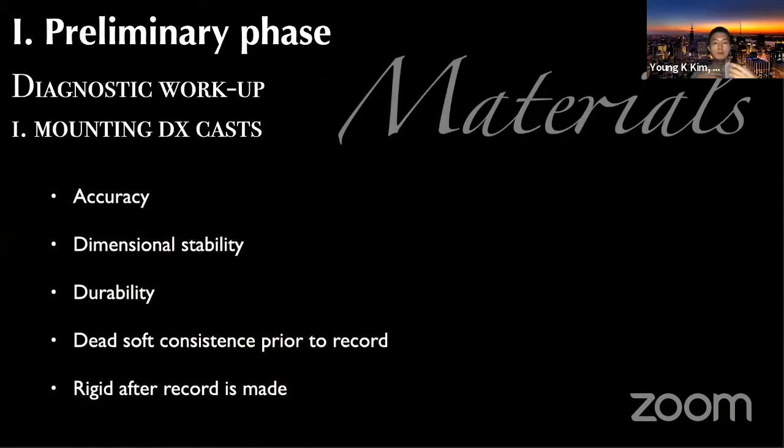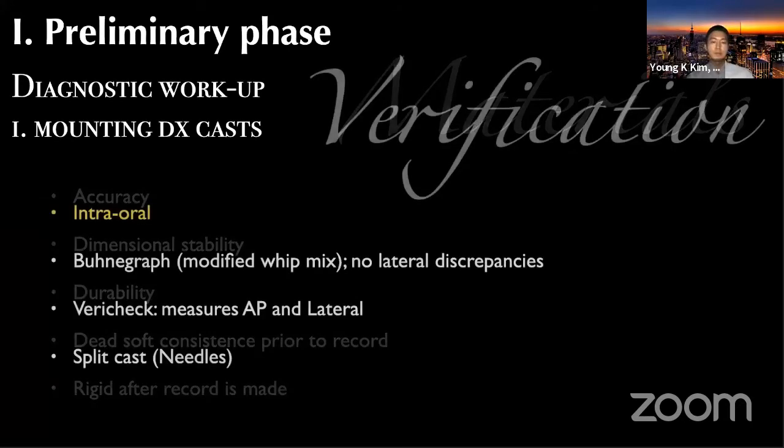And the type of material that we need to use for the bite registration should be accurate and dimensionally very stable once it's set, and durable. It should have a soft consistency prior to the setting, and then once it's set, it should be rigid enough so that we can utilize this for our bite registration, whether diagnostic or for cross mounting later.